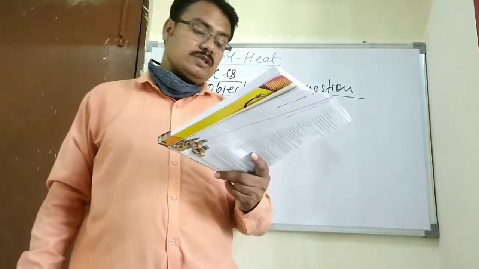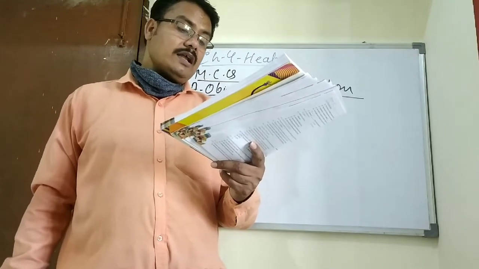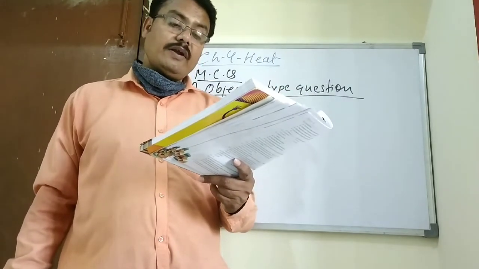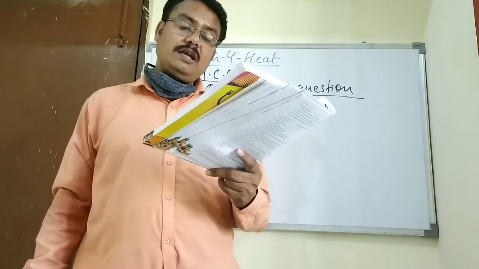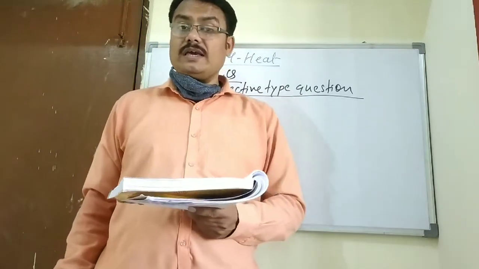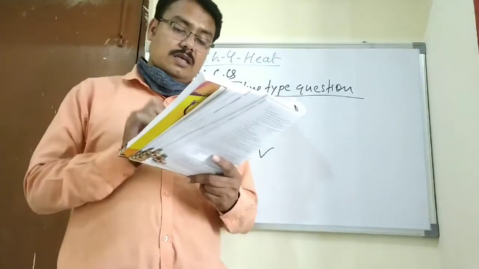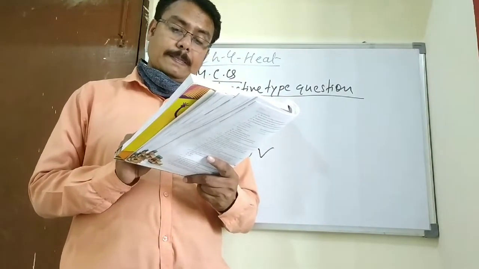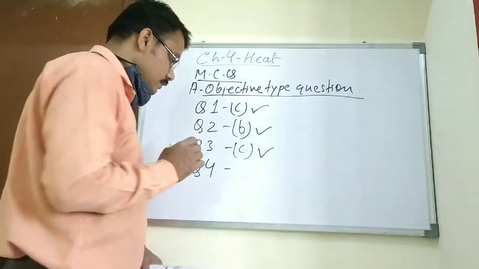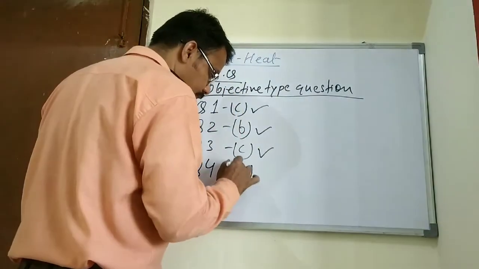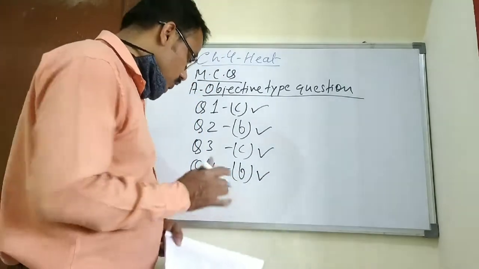So the options for question number 4 are A, conduction and radiation, B, radiation only, C, convection only, and D, conduction only. Student, guess? Yes, very good. The option is B, that is radiation only. Question number 4, B. Now student, question number 5.